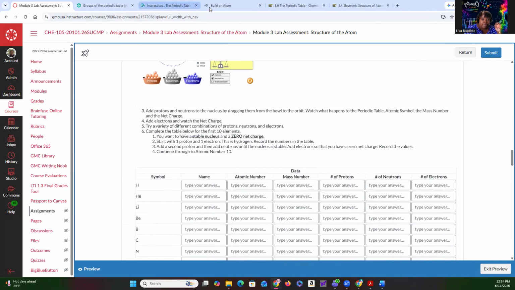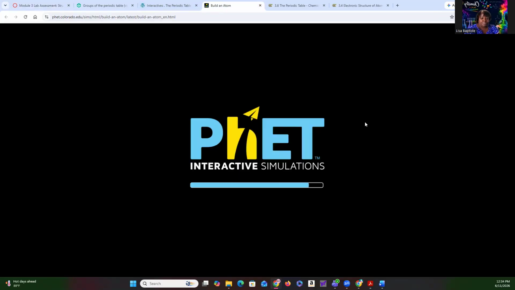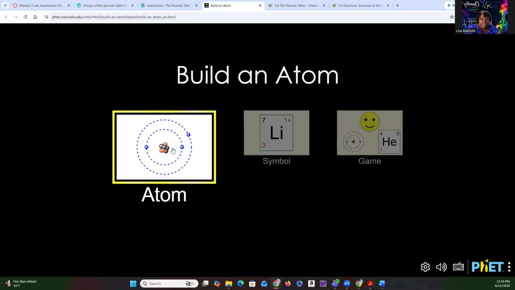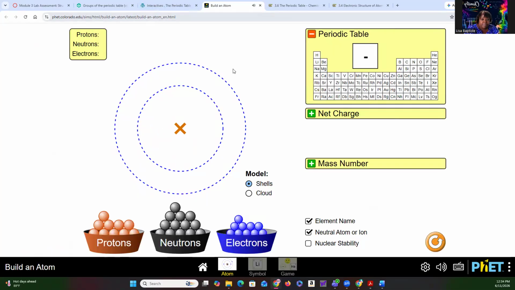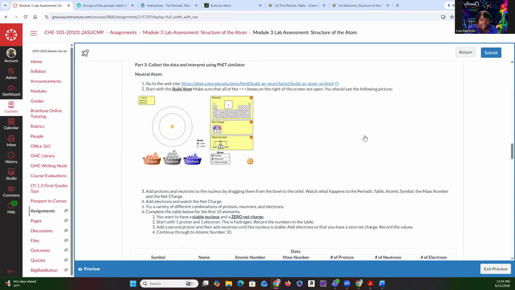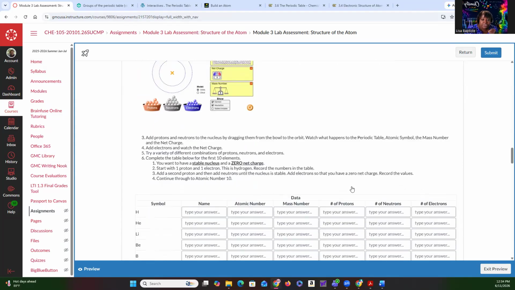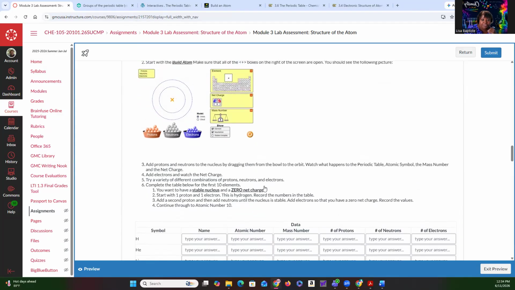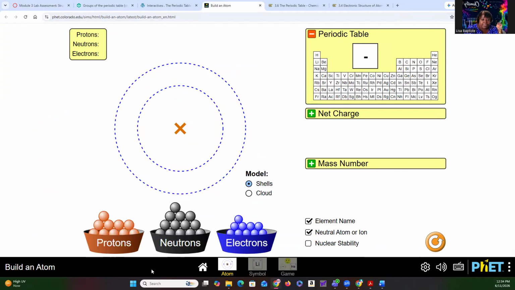All right. And so as it comes up, this is a PhET interactive simulation. And we're going to look at the first one that was listed, which is build an atom. All right, so as you can see here, it says build an atom. So that's the one that we're wanting for this first section. And so we're adding protons, neutrons, and electrons to the atom, and we are forming different elements. All right, we want to see if the nucleus is stable. That means we have a zero net charge, or what happens when we add more or less protons and electrons.